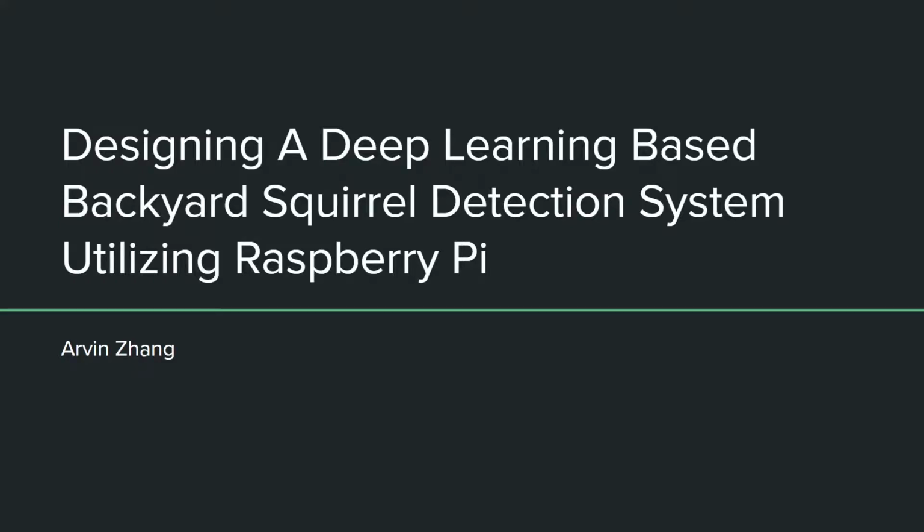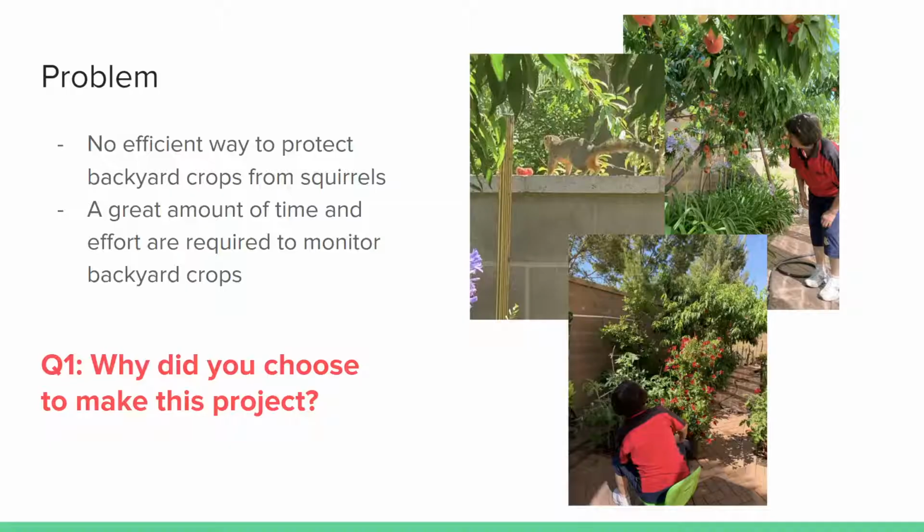This is my coolest project submission, designing a deep learning-based backyard squirrel detection system utilizing the Raspberry Pi. Every year, my family looks forward to the month of May as our backyard donut peach trees fill with delicious peaches. I first noticed the backyard squirrel problem when I began remote learning due to COVID last year.